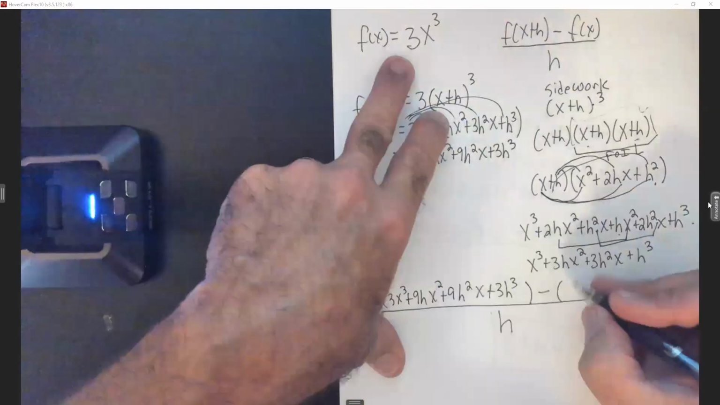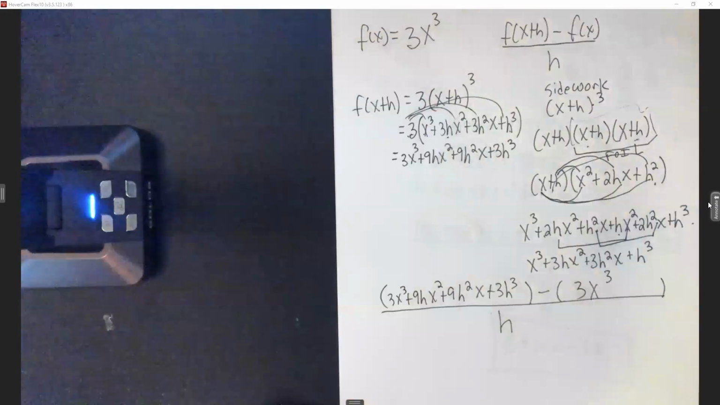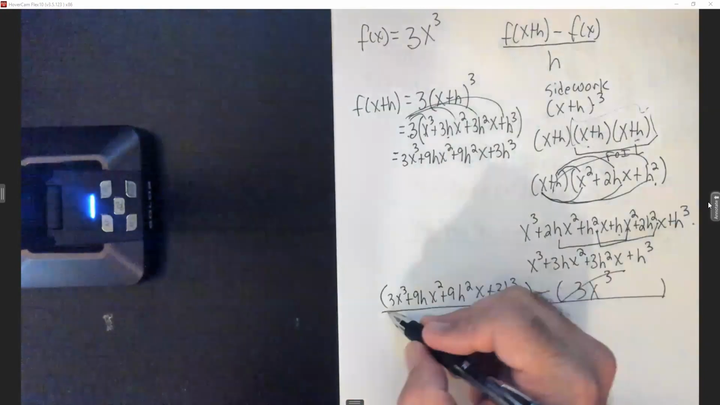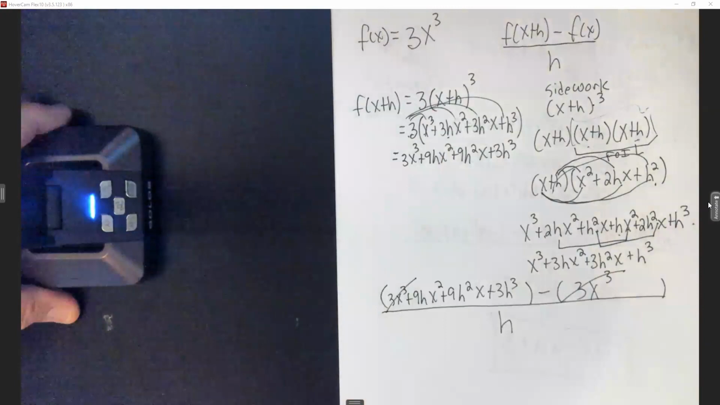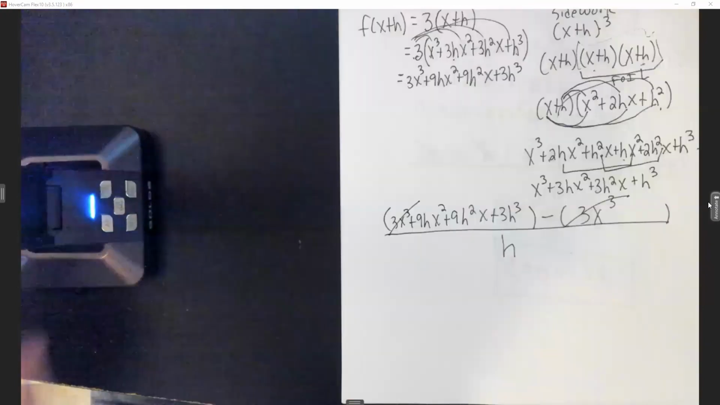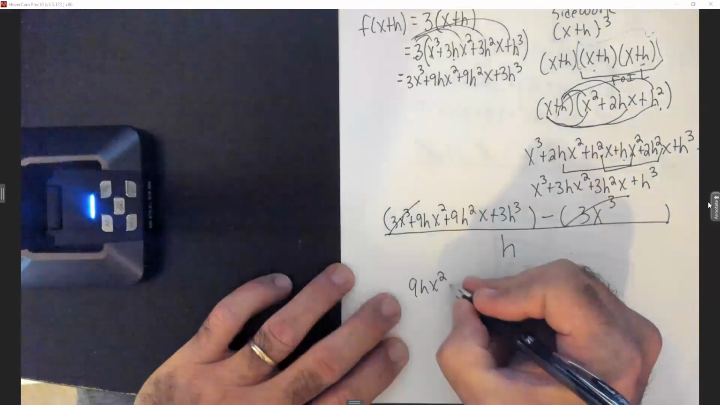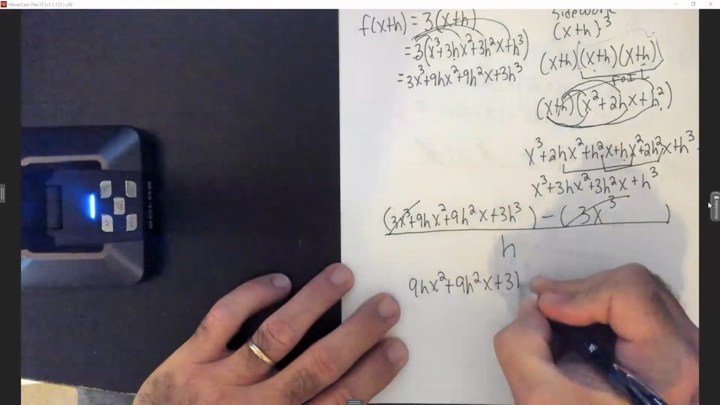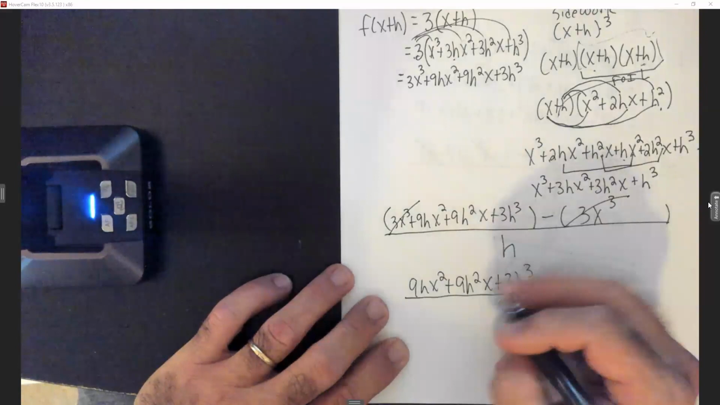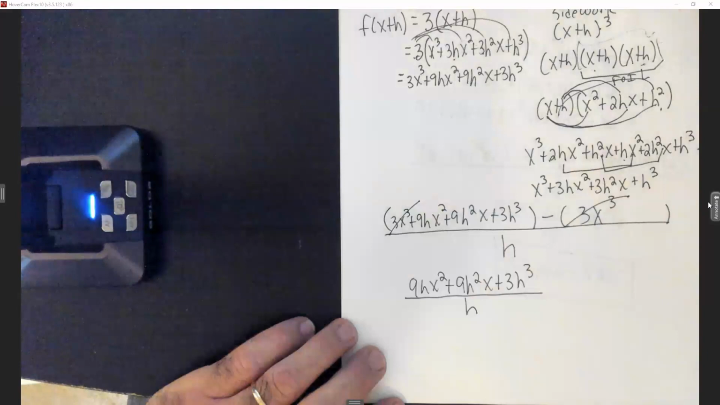F of x was only a 3x to the third, so only one thing's canceling. This negative 3x to the third will cancel with that positive 3x to the third. All right, so what's that going to do to me? Let's see what's left. 9hx squared plus 9h squared x plus 3h to the third, all divided by h. All 3 of these got to divide by that h.